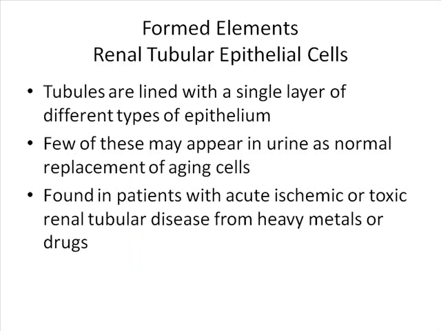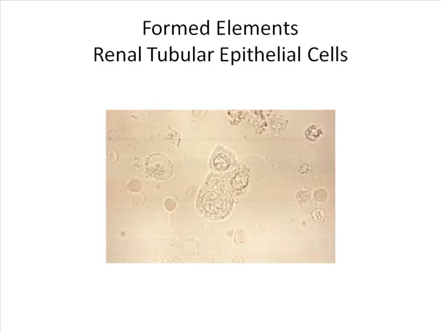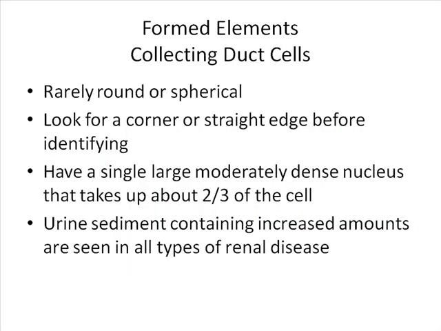Now, your tubules are lined with different types of epithelial cells. And that's what we call the renal tubular epithelial cells. These are more significant if you see a lot of them. These cells are very round with a very large nucleus. Here's a good example of one. Here's a white cell. This is a tubular epithelial cell or a renal epithelial cell. Now, collecting duct cells are rarely reported out. We'll just say it's a renal cell because they look a lot like a renal epithelial cell.